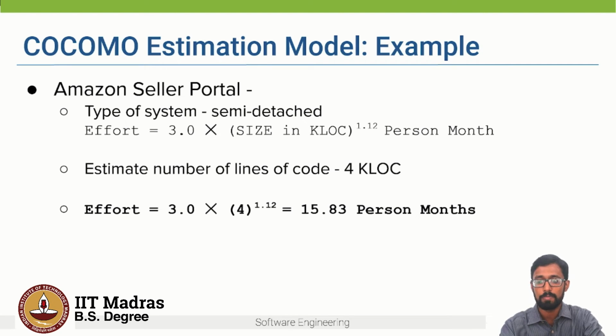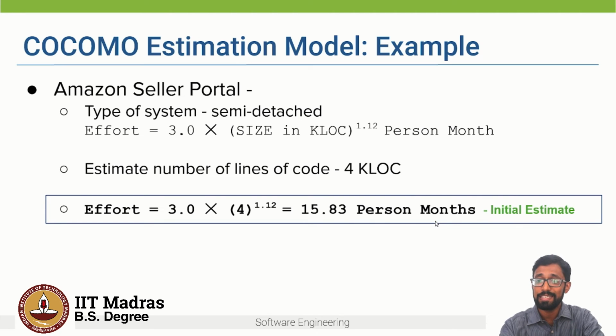So what does this mean? This is our initial estimate, right? So we require around 15.83 person months. That is, around 16 people working full time can finish this project in 1 month.